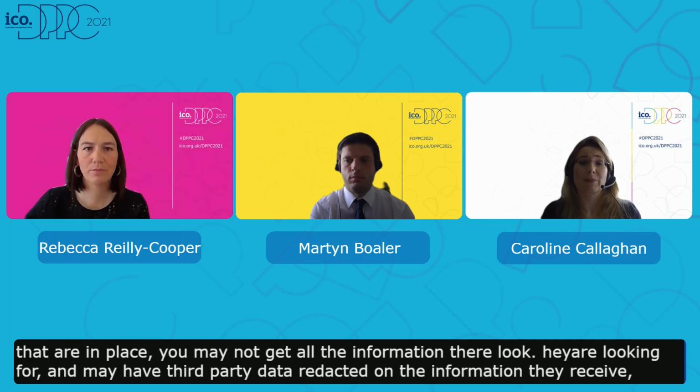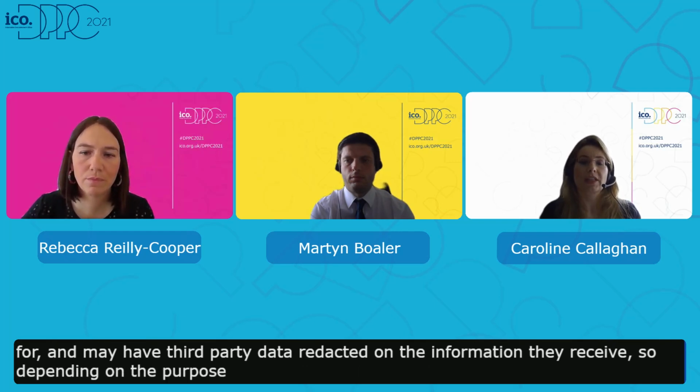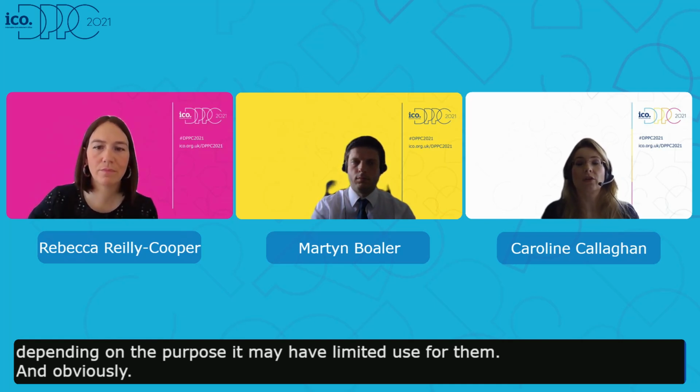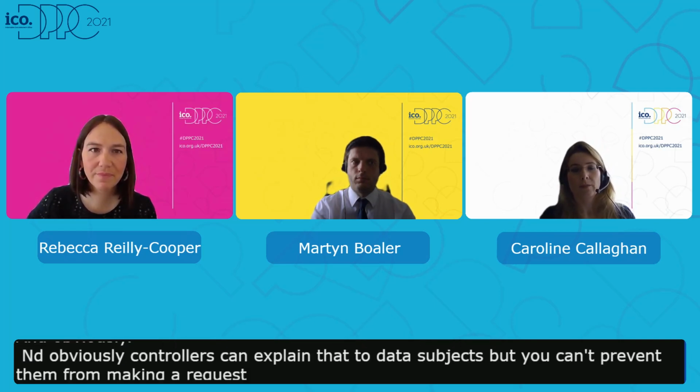And obviously controllers can explain that to data subjects, but you can't prevent them from making a request for their information. You have to make it clear to them, yes, they can make the request for information. But obviously, if you're aware of other processes in place that they could be using, you can also suggest that, but make it clear that they can make a SAR.